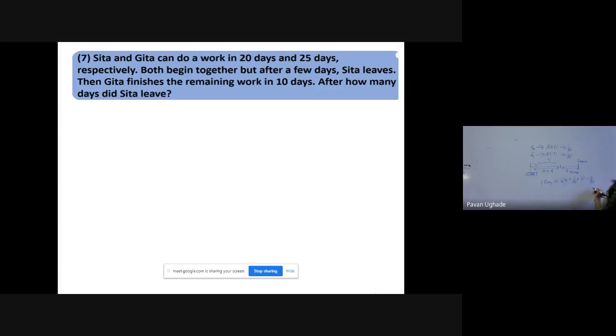Nothing but, how can you represent this 10 by 25? It is 5 fives, so 2 by 5 work she has alone finished. Are you understanding what I'm saying? 2 by 5 work she has finished alone. So what is the remaining work, guys?